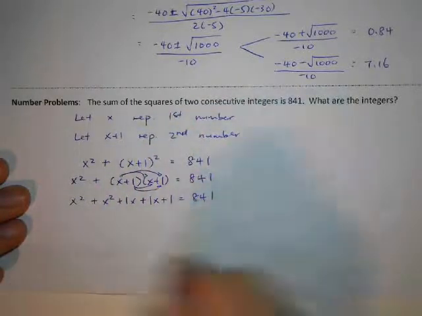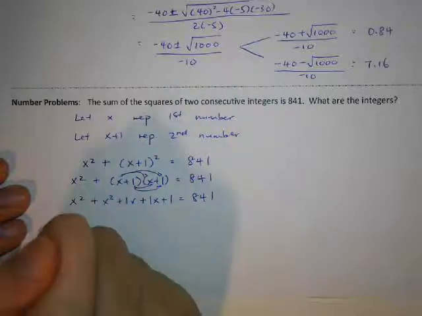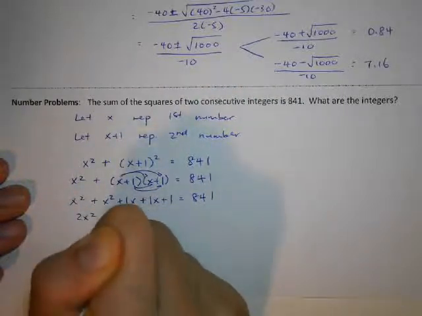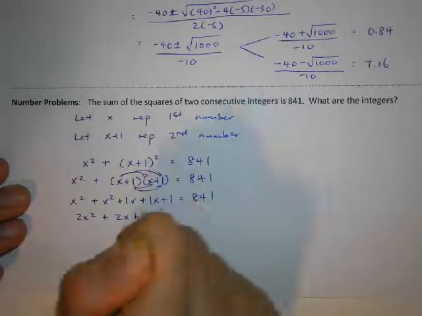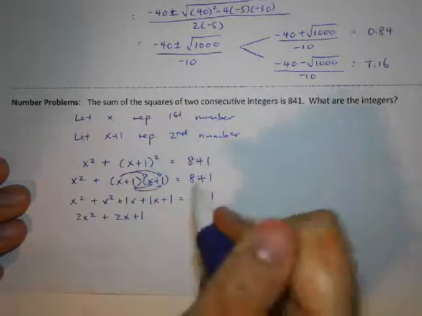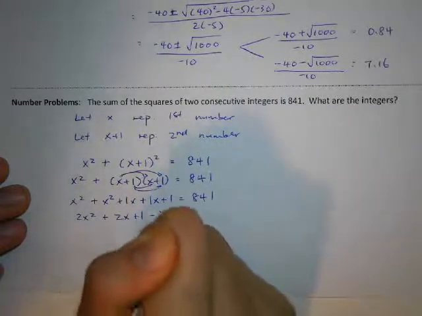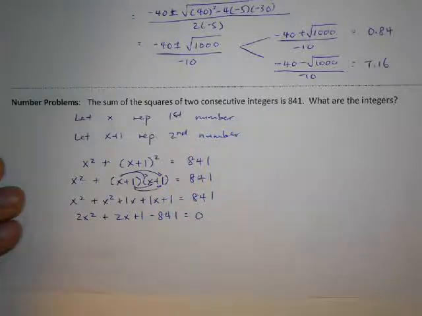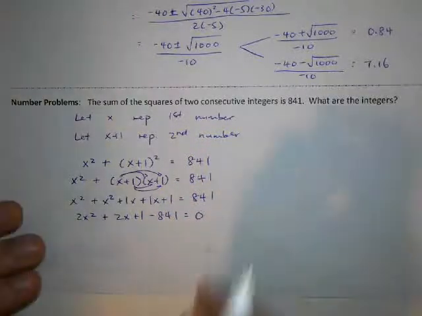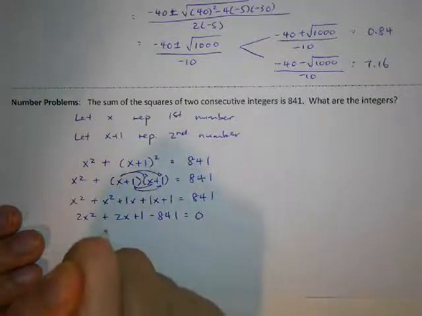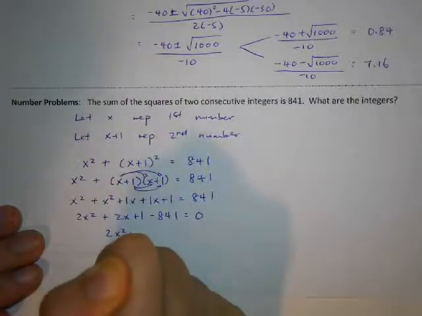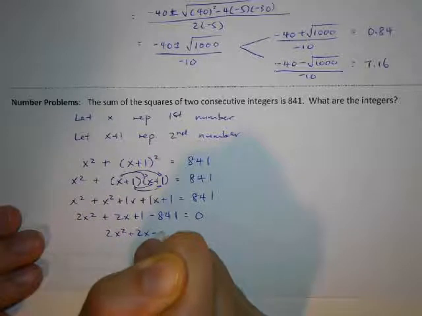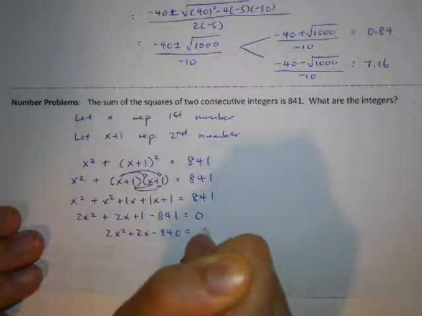Okay, simplify this. And I'll move this over. And then your final equation will be 2x squared plus 2x minus 840.